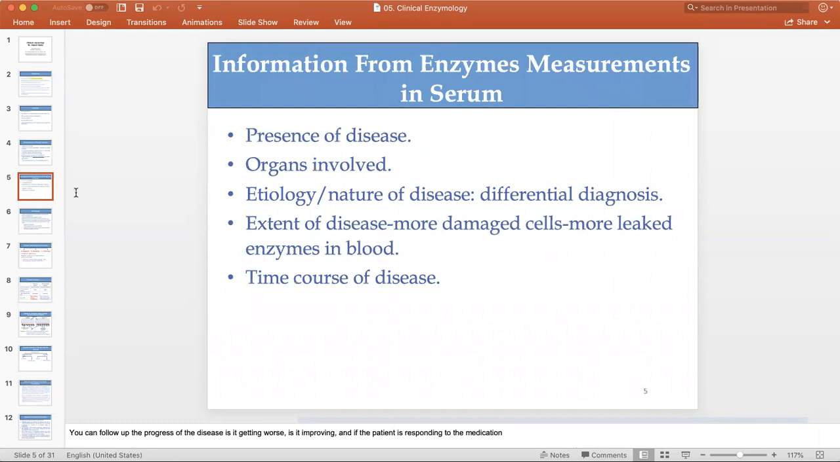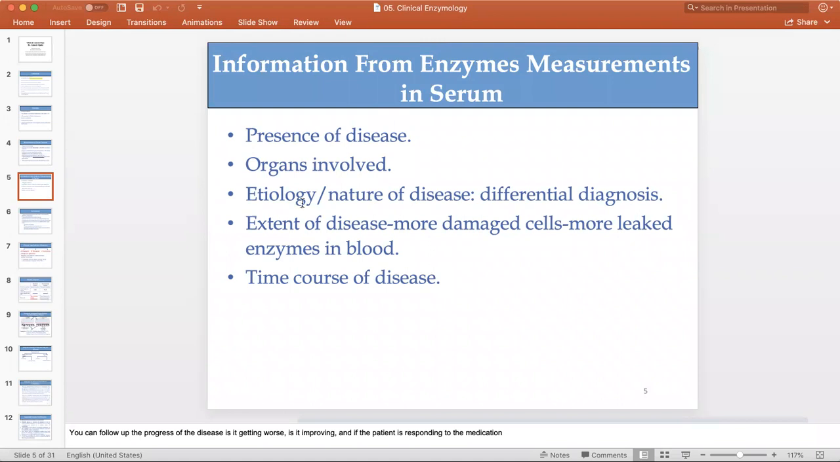Okay, so information can come from the enzyme measurements in the serum. So we can detect if there is any disease going on, right? If the level of enzyme is differing from its reference, there's something wrong going on. We can determine the organs involved.